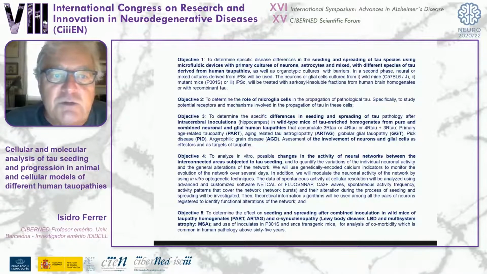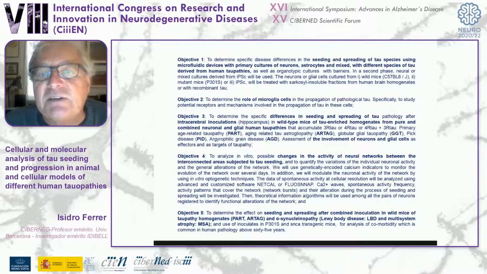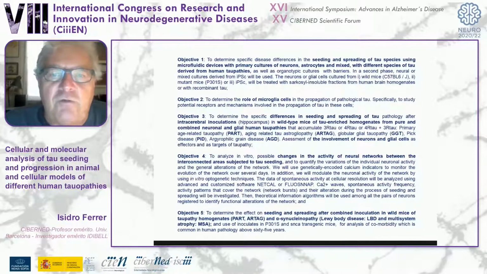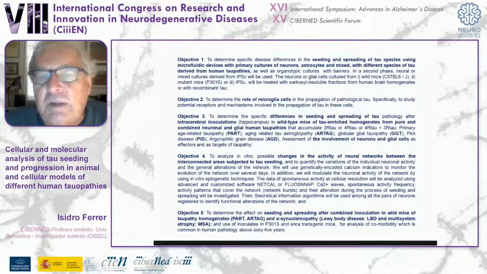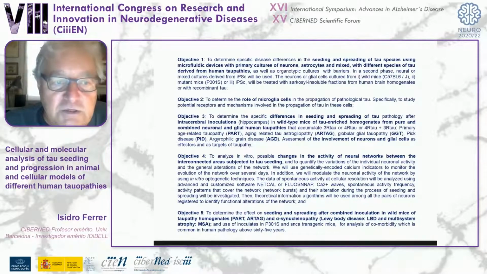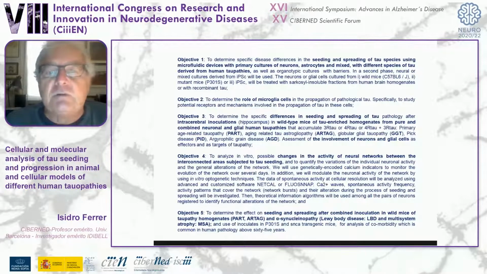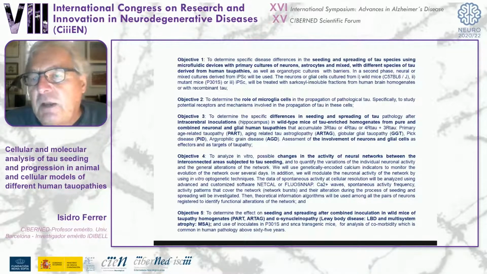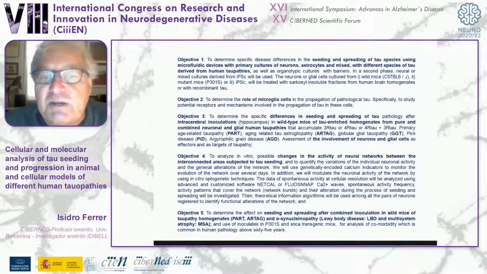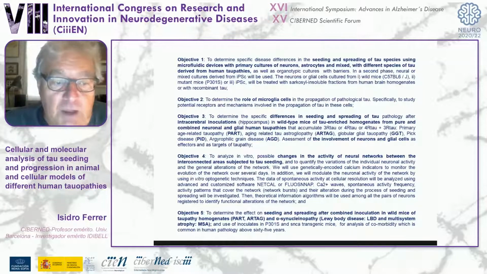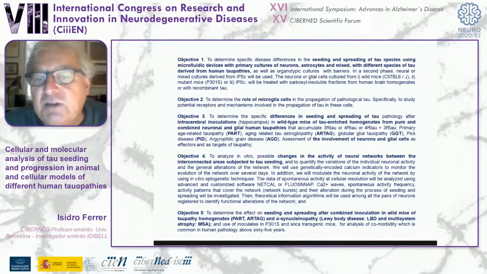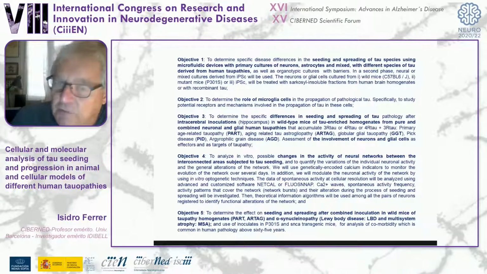Objective 3 is to assess the specific differences in seeding and spreading of tau pathology by using animal models following intracerebral inoculation in the hippocampus and in other places of tau-enriched homogenates from pure cases of Alzheimer's disease and other tauopathies. Objective 4 is to analyze in vitro the changes in the activity of neuronal networks between the interconnected areas subjected to tau seeding. And the fifth and last is to determine the effect of seeding and spreading after the combined inoculation of tau and other abnormal proteins. So we will start by talking about the first.